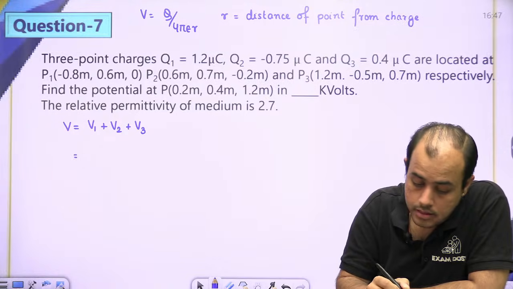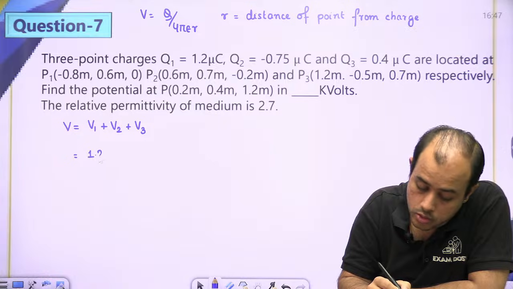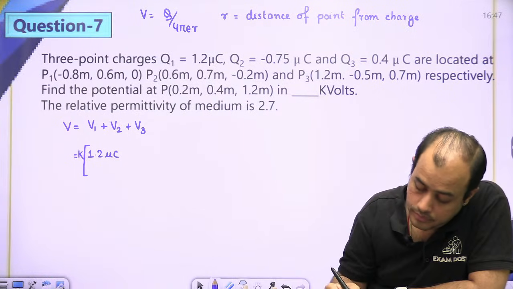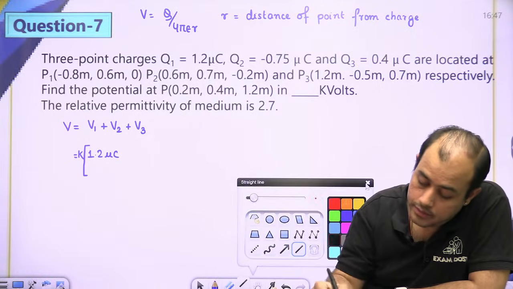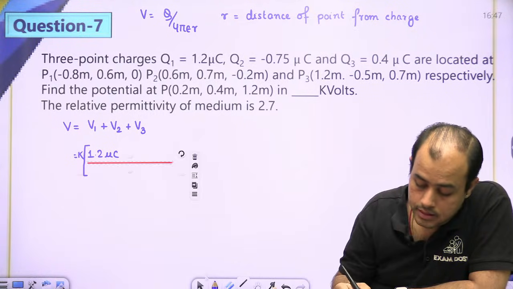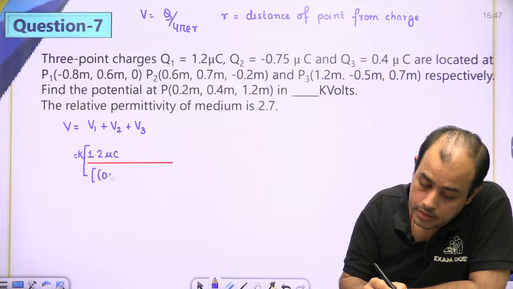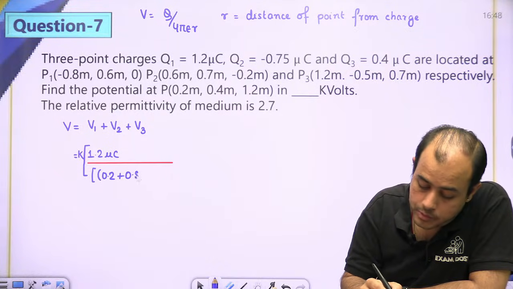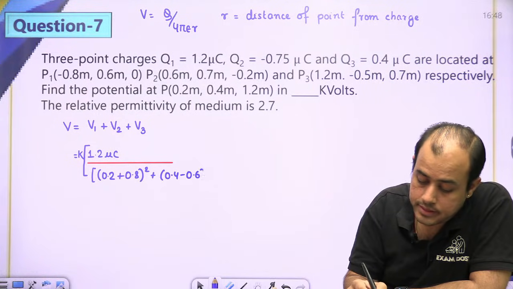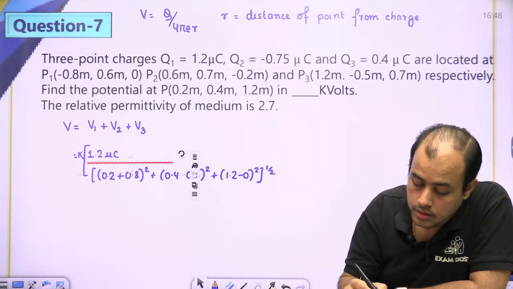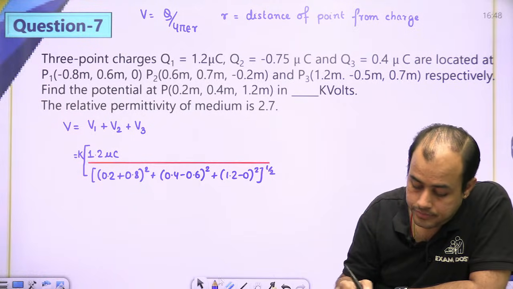Okay, so now first is 1.2 microcoulomb. Take K common. 1 by 4 pi epsilon is K. Now, what is the distance? We want at point 2. Point 2 minus 0.8 is 0.2 plus 0.8. 0.4 minus 0.6. So, I am taking the distance, okay?